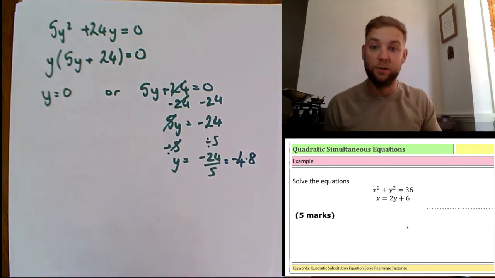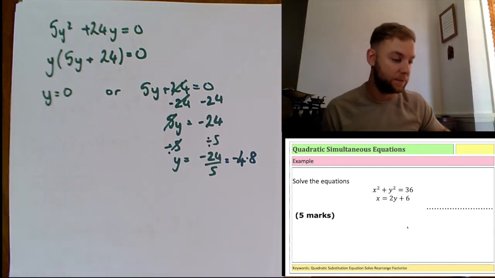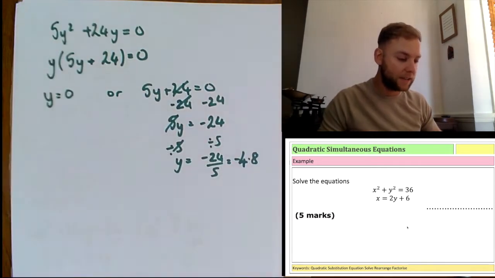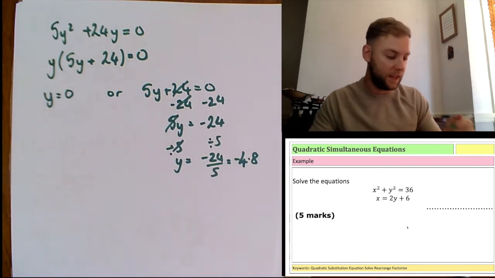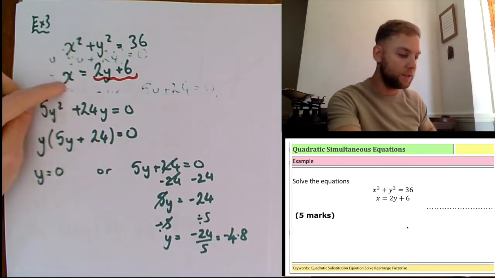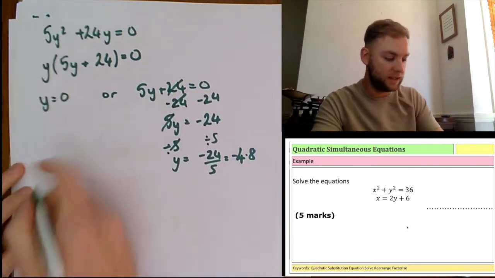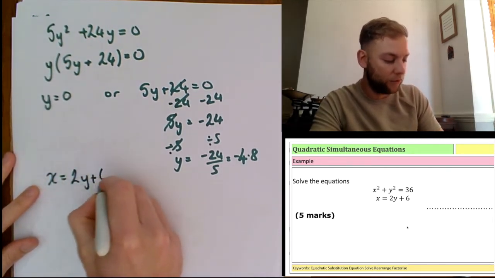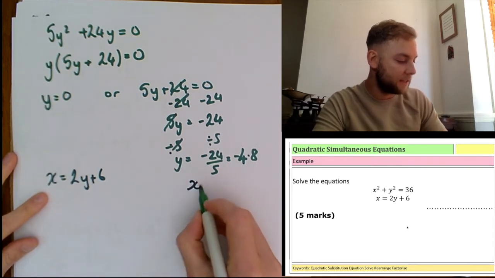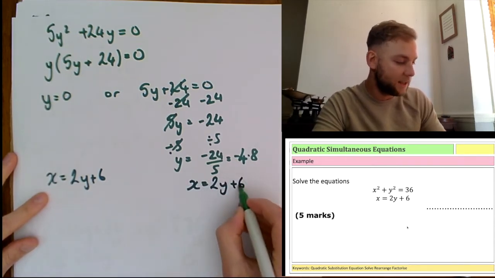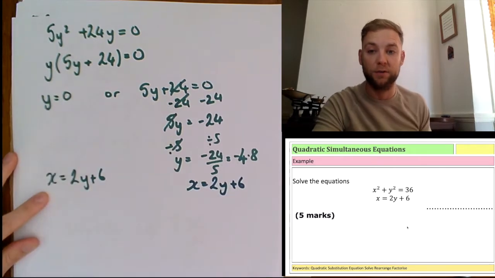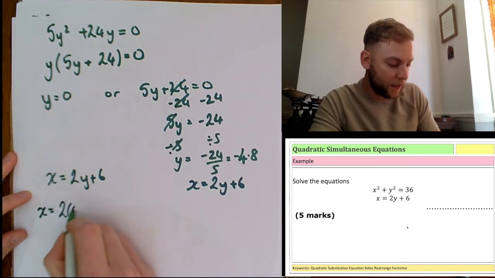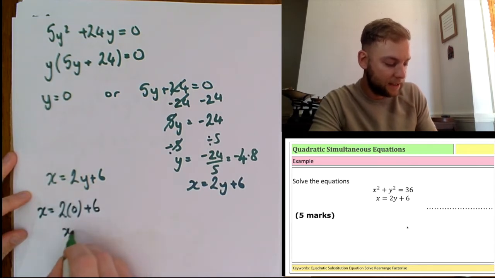Now, I've still not finished this question. The reason I've not finished is because I've still got to find my x values, okay? So for my x values, I'm going to use the linear equation. Now, the linear part of this equation was x is equal to 2y plus 6. And I'm going to use it for this one as well. I'm going to sub in my first value, which I've just worked out, which was the 0. So x is equal to 2 times 0 plus 6. So x is equal to 6.